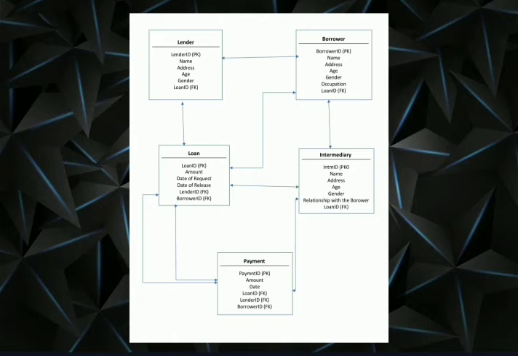Now the loan, and under that is the loan ID, which is the primary key. And then the amount, the date of request, the date of release, and then the lender ID and borrower ID, which are both the foreign keys of the group. The last entity is the payment, and under that are the payment ID, which is the primary key, the amount, the date, the loan ID, the lender ID, and the borrower ID, which are both the foreign keys of the group.